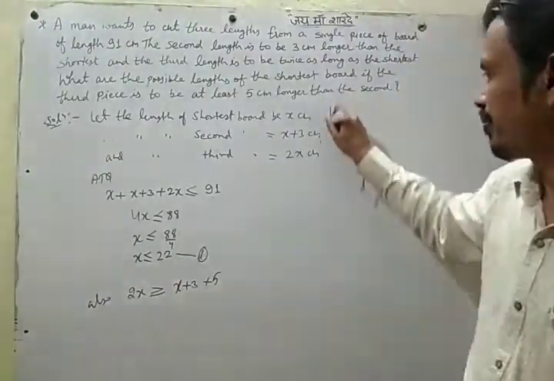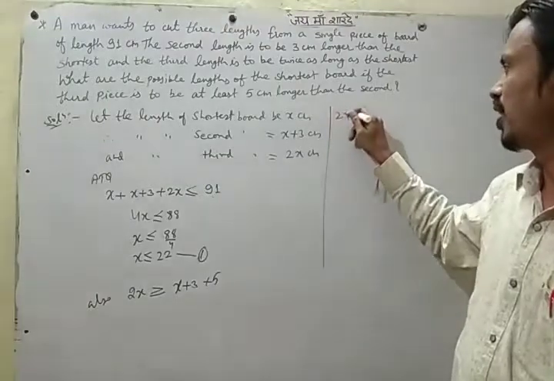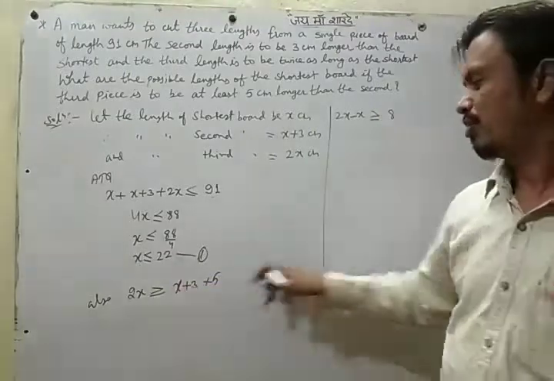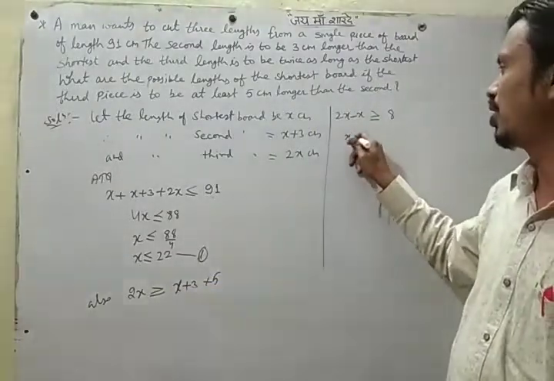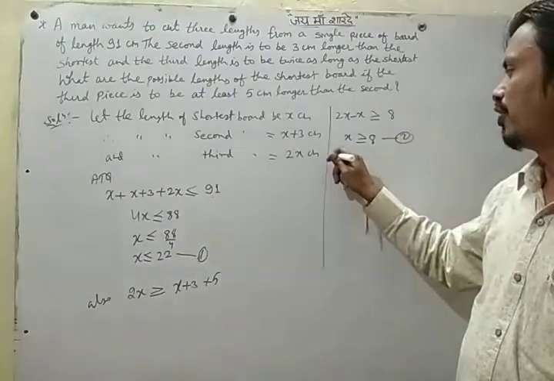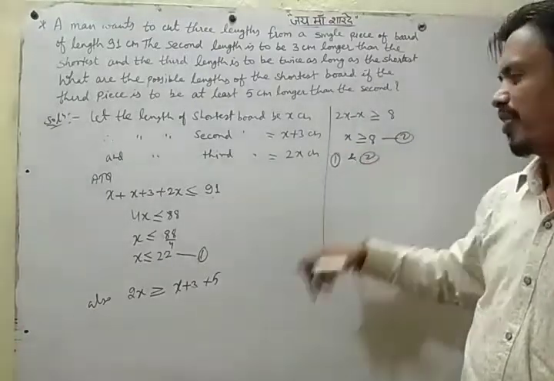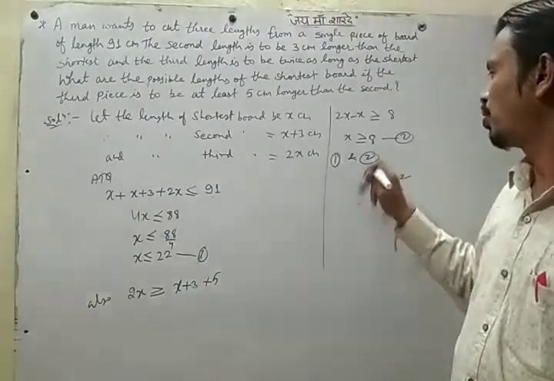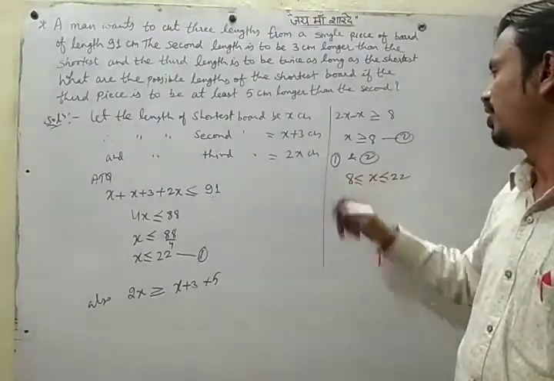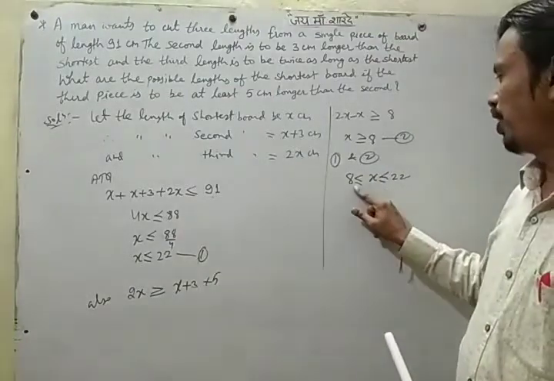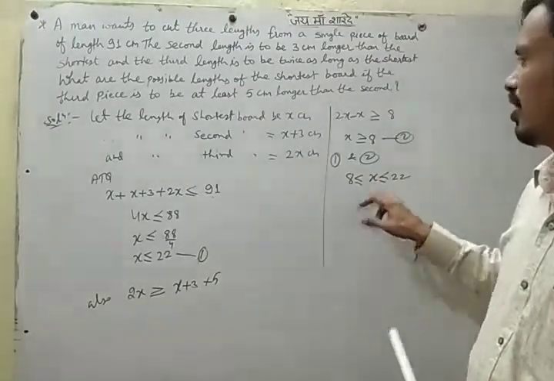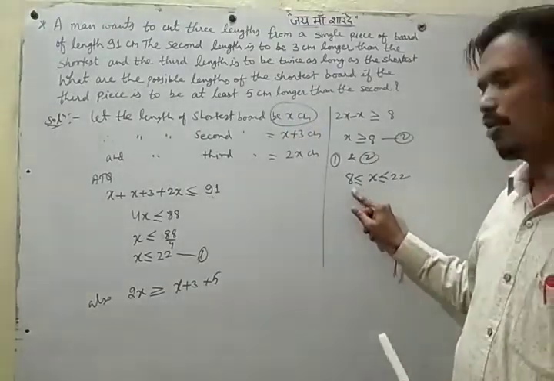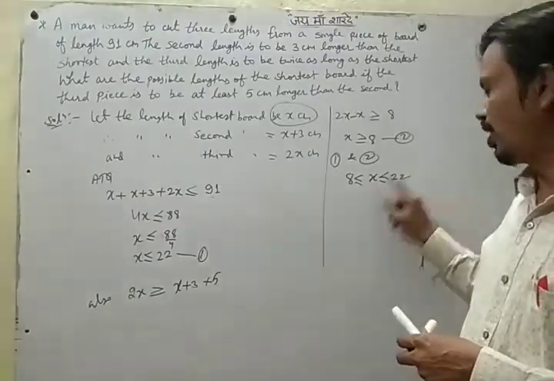That will give you, we can transpose x. So we get 2x minus x, equal to 3 plus 5, 8, which means x is more than or equal to 8. So from 1 and 2, what do we get? x is less than or equal to 22, and x is more than or equal to 8. So x is more than or equal to 8 and x is less than or equal to 22. It means the length of the shortest one is 8 or more than 8, and 22 or less than 22.